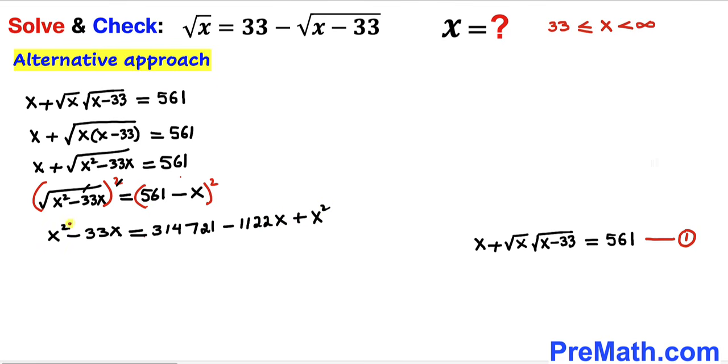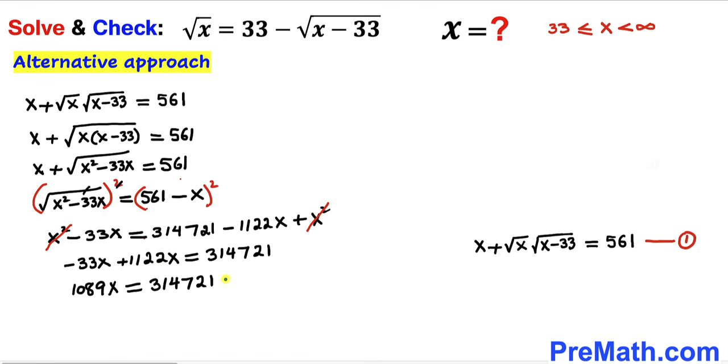And here we can see this x square and x square, they are gone. And I'm going to move this part on the other side. As you can see in this next step, I have moved this part on the other side with a positive sign. And if we combine these like terms, that is going to give us 1089 times x. As you can see in this next step, I have combined these like terms, and we ended up with 1089 times x.